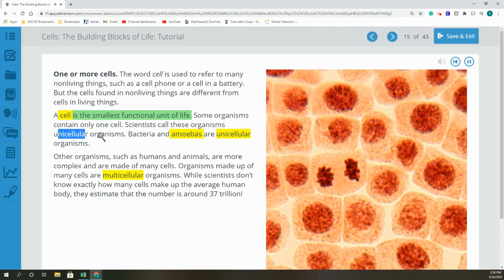Bacteria and amoebas are unicellular organisms. Other organisms, such as humans and animals, are more complex and are made of many cells. Organisms made up of many cells are multicellular organisms. While scientists don't know exactly how many cells make up the average human body, they estimate that the number is around 37 trillion. Wow.